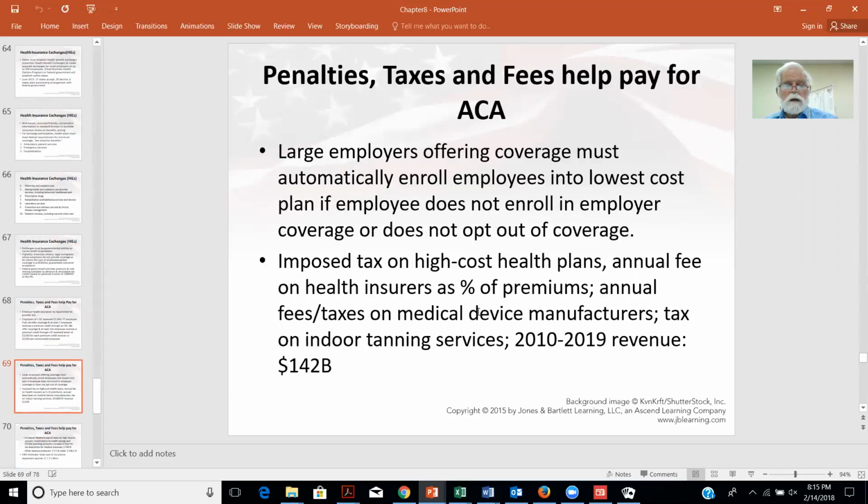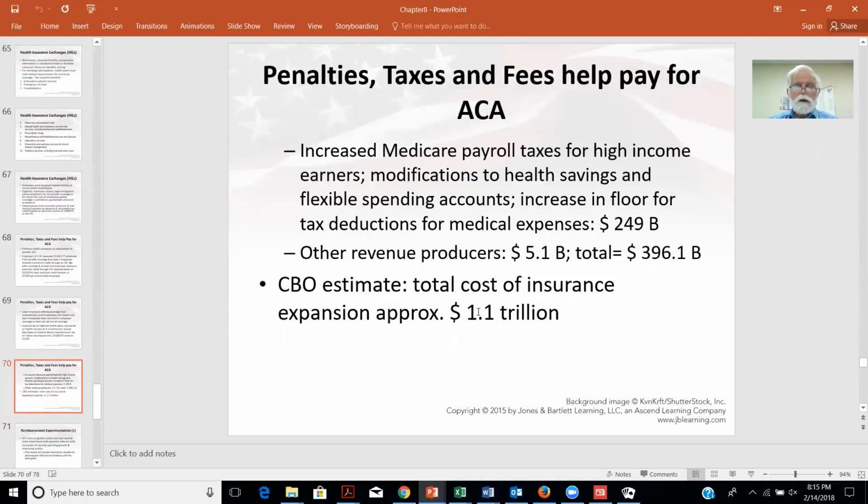There are other things too. The high-cost health plans, and there are some, will have a tax. Increased Medicare taxes for high-income earners. So if we're on Medicare, we do pay a fee for our insurance every month.